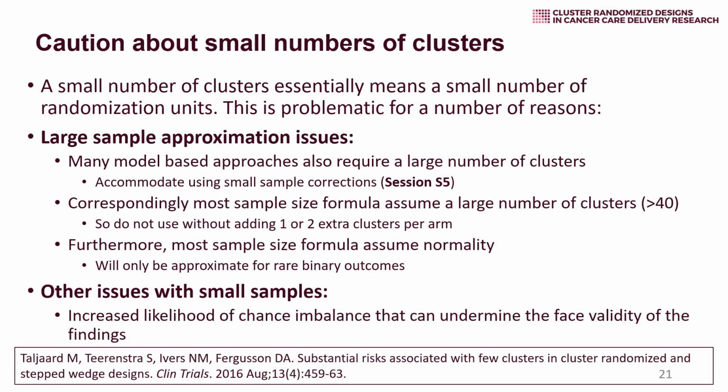Word of caution about working in the setting of a small number of clusters. A small number of clusters essentially means that we have a small number of randomization units. Now this can be problematic for a number of reasons. Most sample size formulas that we have considered and will consider assume that we're working with a larger number of clusters, more than about 40.